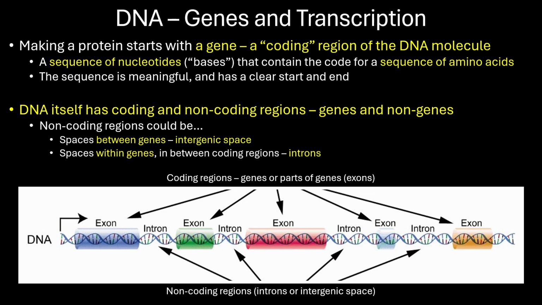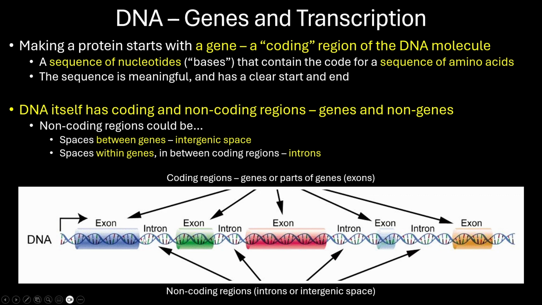DNA itself can have coding and non-coding regions, genes and non-genes. These non-coding regions can be spaces between genes, what we call intergenic space. Not all DNA is made up exclusively of genes. We can also sometimes have spaces within genes, where a single gene is broken up into coding and non-coding regions. The coding regions here would be exons, and the non-coding regions would be introns.